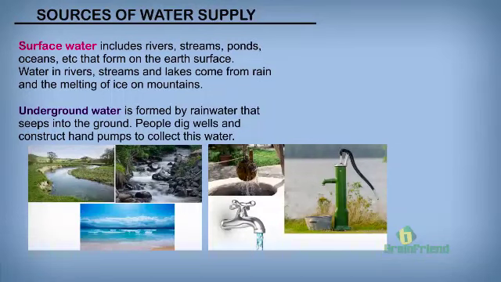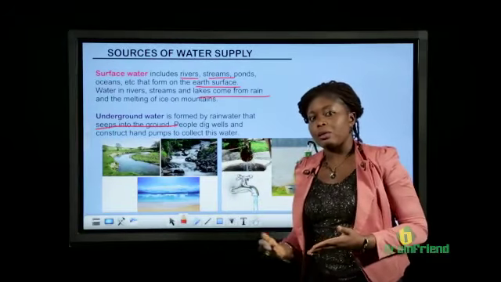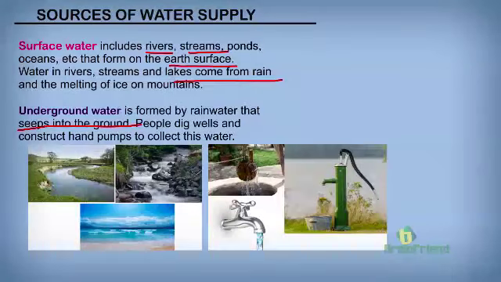Surface water are all the rivers, streams, ponds, oceans, lakes that form on the earth's surface. So all the water that is above the ground are surface water. Water in rivers, streams, and lakes comes from rain and the melting of ice on mountains. Underground water is formed by rainwater that seeps into the ground. So when rain falls, some seep into the ground, and those ones form what we call underground water. And people can collect them by digging wells, constructing hand pumps, taps, drilling boreholes, etc.